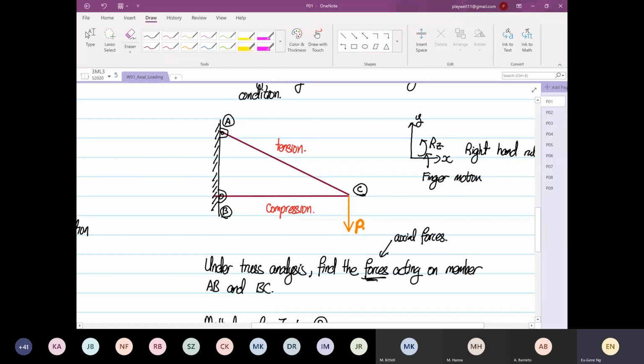How do you know? Anyone? I know it's not easy to explain online, but how do you know? How come you know AC is tension, BC is compression? Anyone? Well, BC would be in compression because P is basically pushing the truss or the member inwards, and AC is going to be in tension because the applied load is basically pulling it apart at point A.